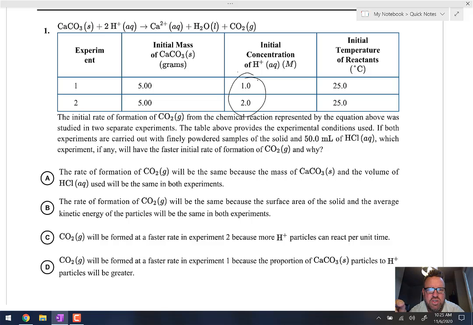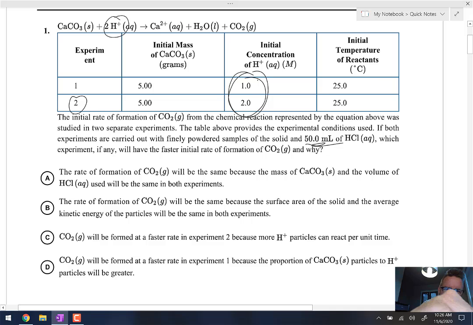The initial rate of formation of CO2 from a chemical reaction represented by the equation above was studied in two separate experiments. We already see that. The table above provides the experimental conditions used. Both experiments are carried out with finely powdered samples, so they're telling us the surface area of the solid is the same, and 50 milliliters of HCl. So even though the concentration of HCl is different, the volume is still 50 milliliters. But the 50 milliliters in experiment 2 is 2 molar hydrochloric acid, whereas in experiment 1, it's only 1 molar.